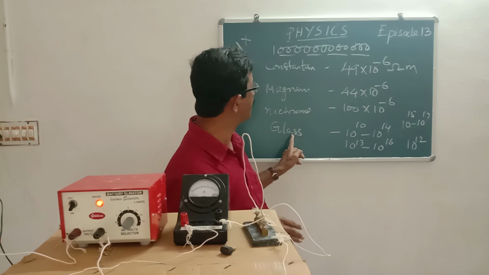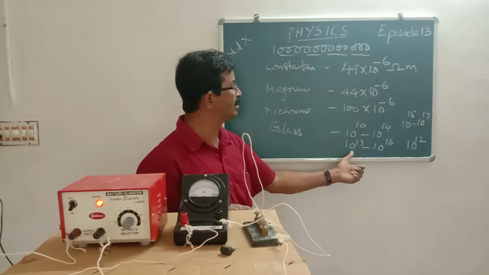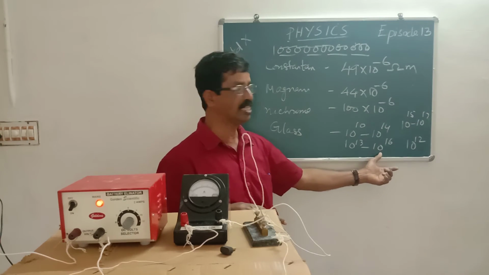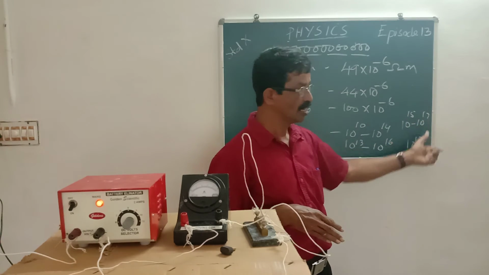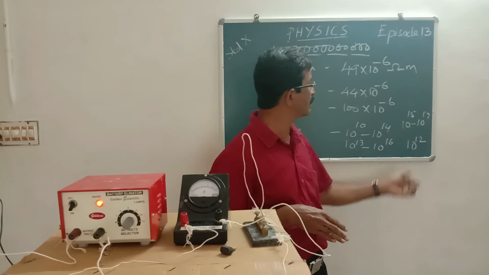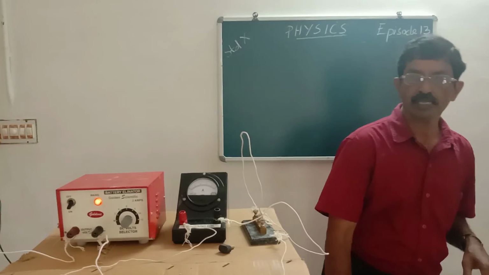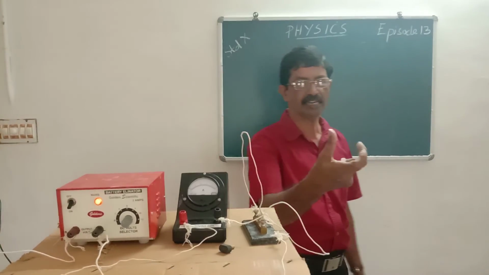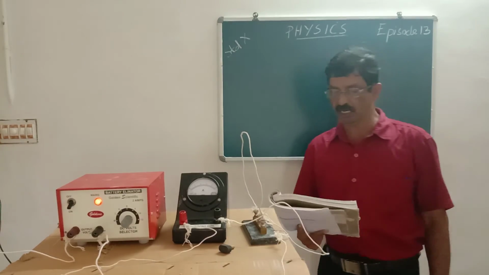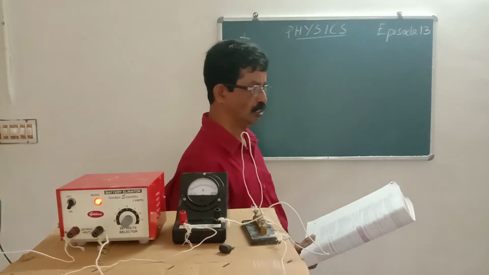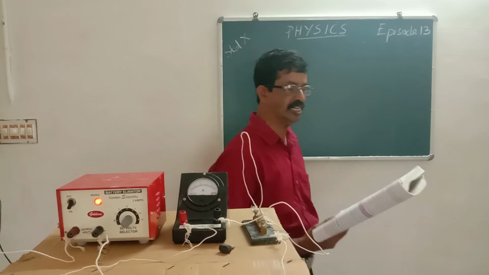See, resistivity of glass is 10 raised to 10 to 10 raised to 14, and for hard rubber it is 10 raised to 13 to 16, and for ebonite it is 15 to 17, and then for paper it is 10 raised to 12. See, the resistivity of different materials is different. Now from our Ohm's law, we are going to solve one more problem which is given in our text.